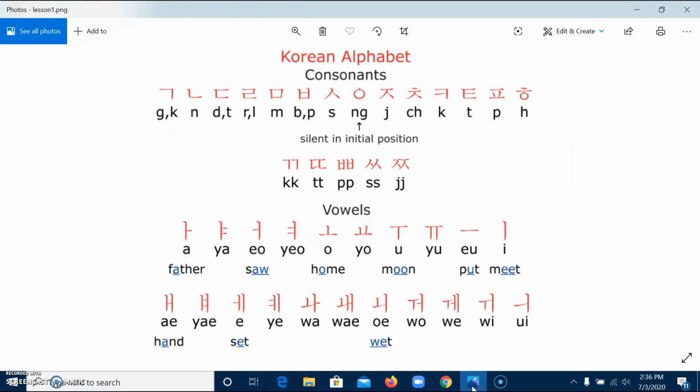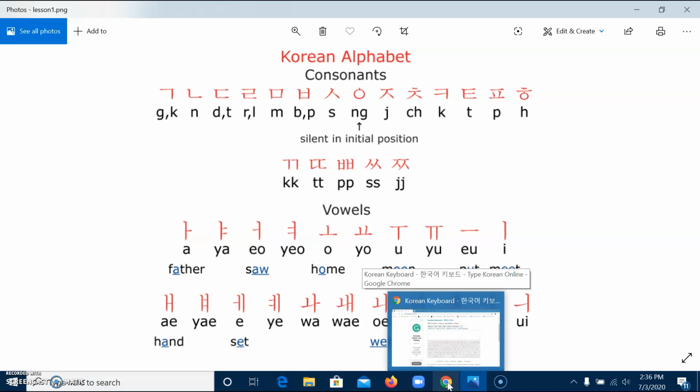Okay, so this next one is gonna be a tad different. 언니. That means older sister, but that's if you're a girl, because if you're a guy, it'd be different. If you're a guy saying older sister, it'd be 누나. Older sister, if you're a girl, would be 언니. So let's go ahead and think about that.